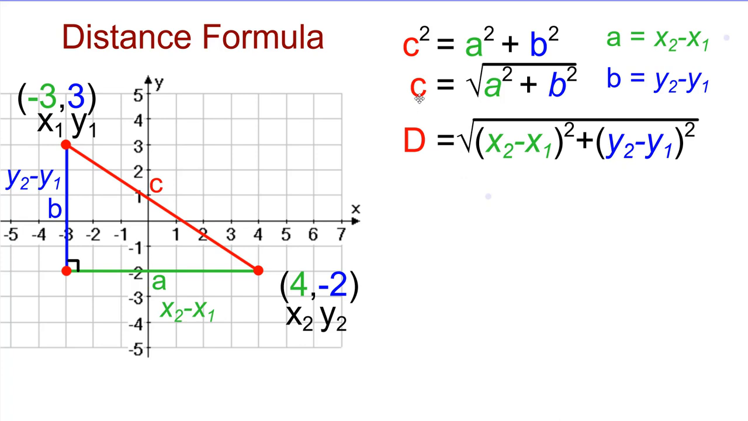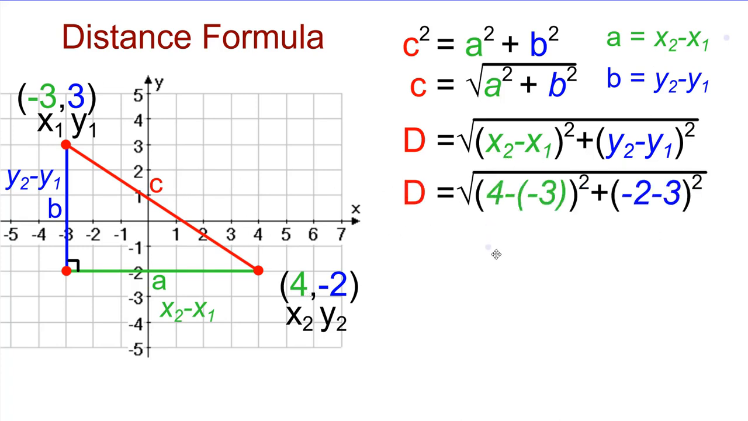So our distance, or c in this case, is going to be the square root of x2 minus x1 squared plus y2 minus y1 squared. Now when I plug in the values for a and b, that makes it the Pythagorean theorem. But so what was our x2 minus x1? Well, that's 4 minus a negative 3. And our y2 minus y1 is going to be negative 2 minus 3. Now what happens when we subtract a negative? All right, so when we subtract a negative, it becomes plus a positive. So 4 plus 3, which is going to give us 7, and then negative 2 minus 3 is going to be negative 5. So we would get 7 and negative 5.